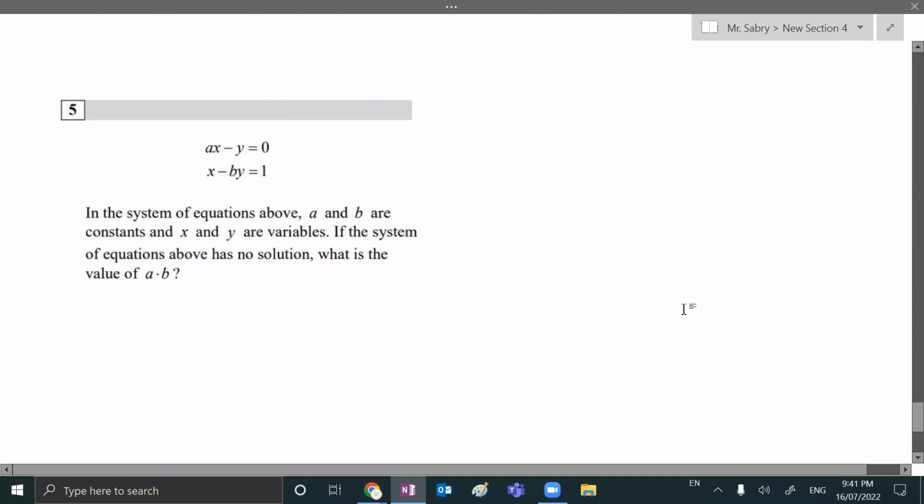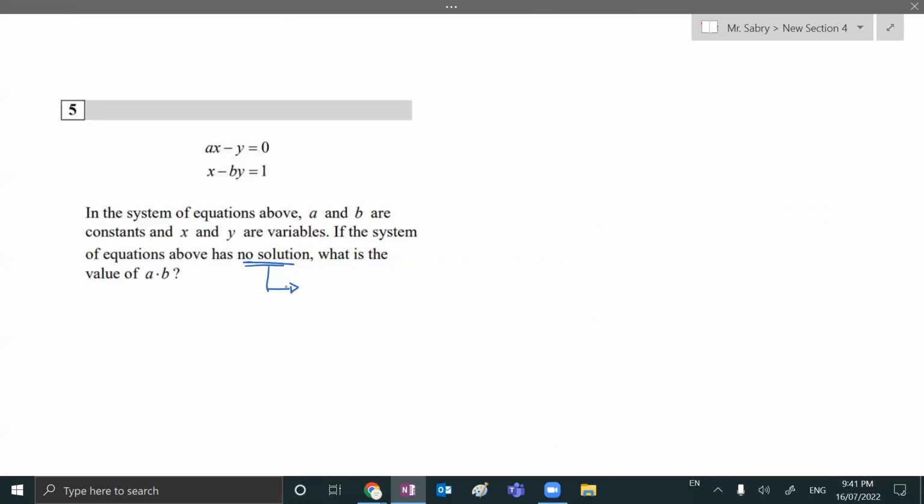Finally, no, not finally. So number 5. It says the system of equations above have no solution. What do I know about no solution? This is what I want you to notice. Where do I start the question? Not the process of how it's solved inside. This is something you can easily learn. This is something you can practice and get better at. What's most important is where do we start?